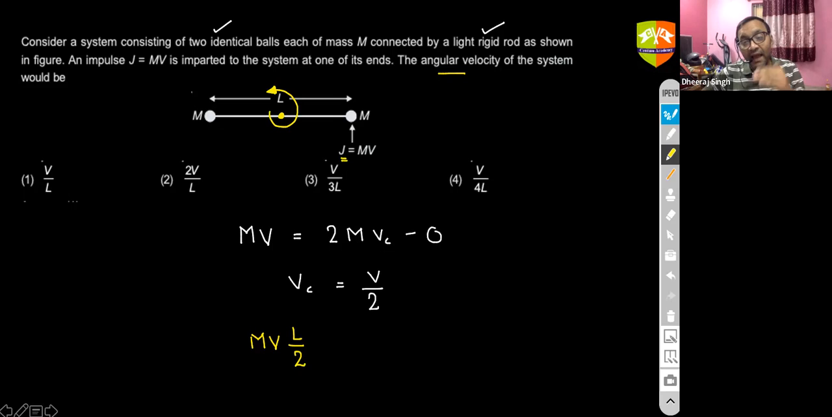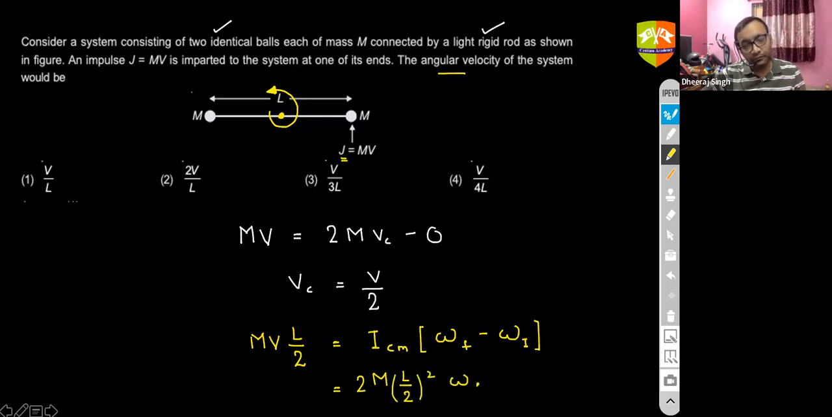This is equal to change in the angular momentum about the center of mass. Change in the angular momentum about the center of mass is ICM, final angular velocity minus initial angular velocity. Initial one is zero. ICM is m into (L by 2) whole square. There are two masses, so into 2, omega F; omega I is zero. So what do you get omega F as from here? Option one, this is how you do this. You cannot conserve the energy here. How can you conserve energy? Clear to all of you?